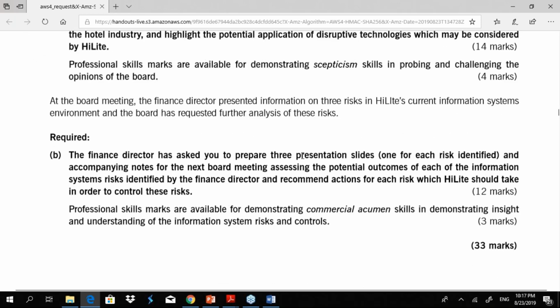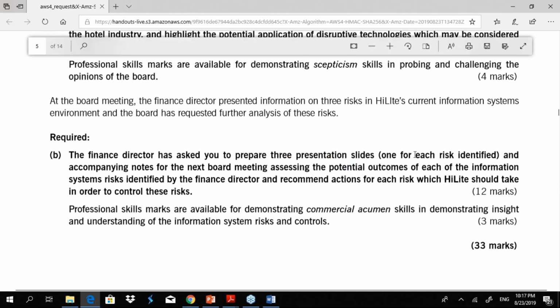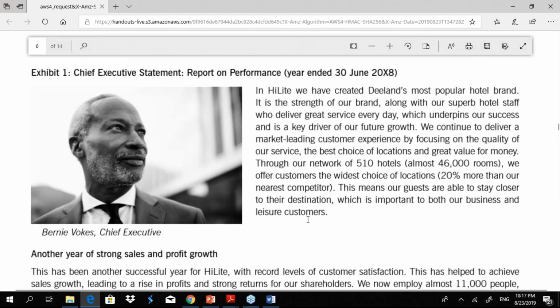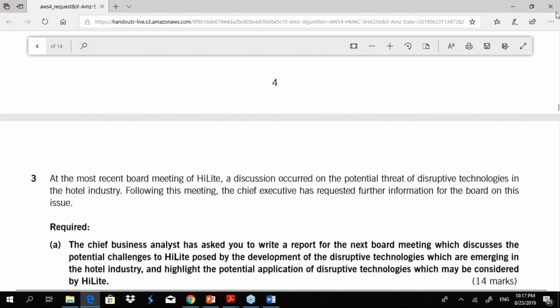Moving on, finance asks you to prepare 3 presentation slides. So 3 slides, 1 for each risk identified. The company on the board meeting. Potential outcomes of each of the information systems risks identified. So that is technical. And recommend actions for each risks. So if you notice, one thing is that there is 50-50, focus on technical plus generic elements.